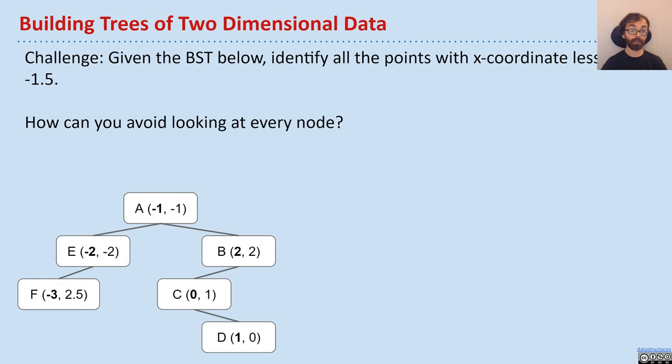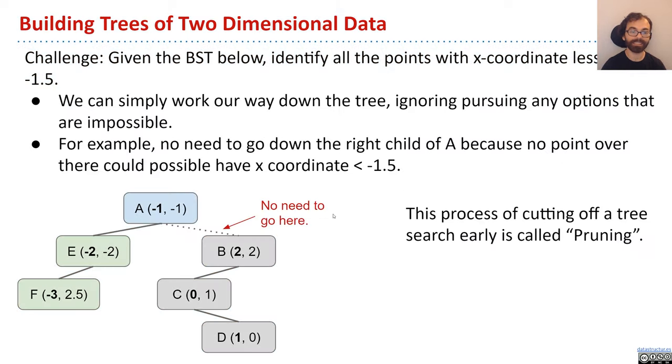Okay. So if we want to find every node, we'll start by looking at the root, always, and we'll say, A, yes, you belong. Now at that point, we have two children, and this is the important point, there's no reason to go over to this side, because A has x coordinate minus 1, and so we know that nothing over here could possibly have an x coordinate that is less than negative 1.5. So we don't even need to look over there. So we repeat this process going down the left tree, and we'll identify points E and F as being less than negative 1.5, and we don't have to look on this right side of the tree.